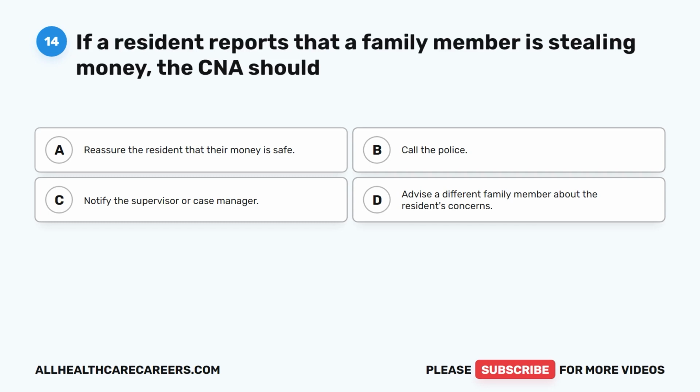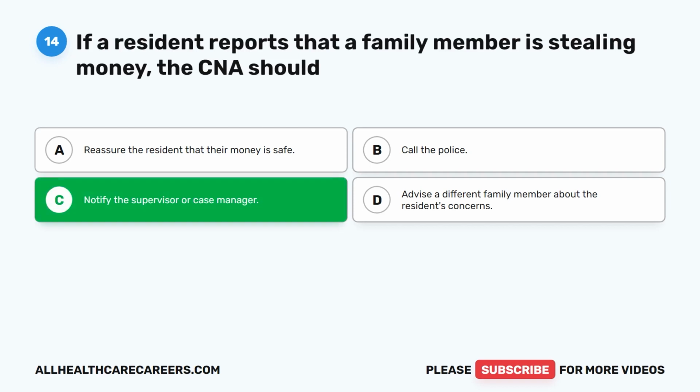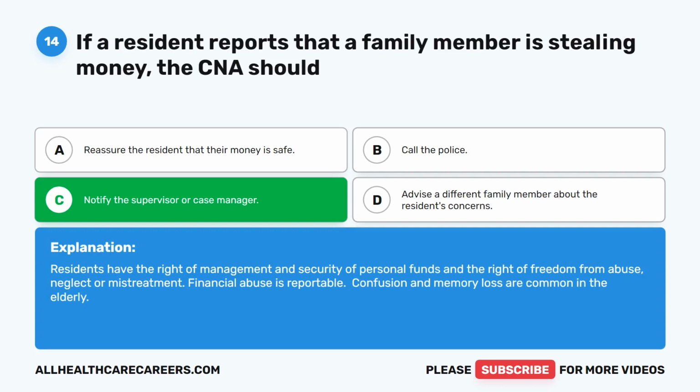The correct answer is C. Notify the supervisor or case manager. Residents have the right of management and security of personal funds and the right of freedom from abuse, neglect, or mistreatment. Financial abuse is reportable. Confusion and memory loss are common in the elderly.